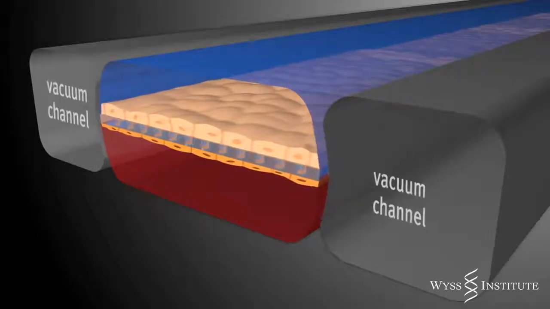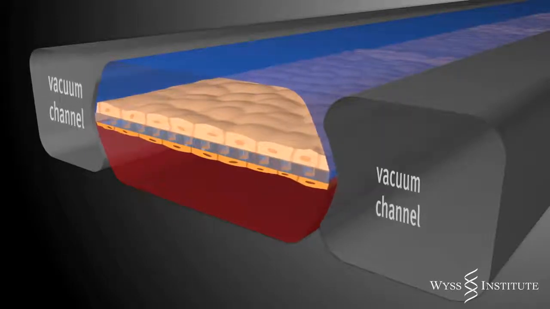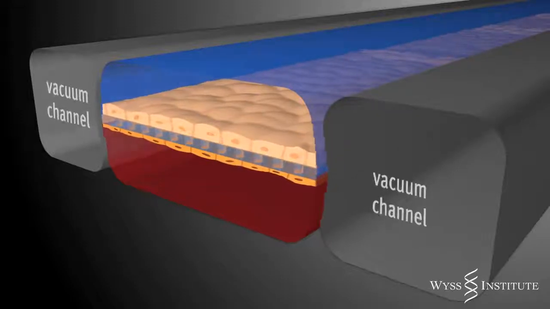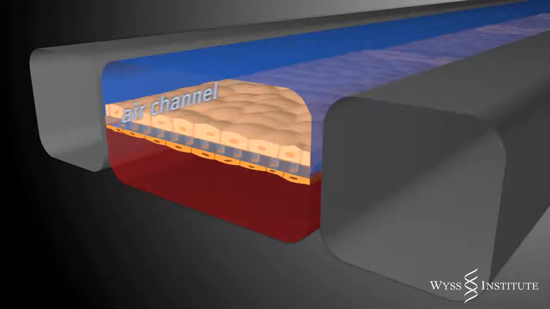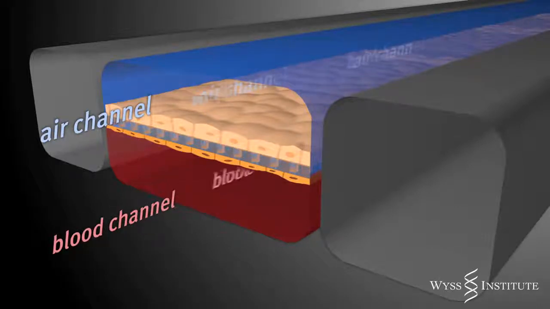Application of cyclic suction in side channels makes the entire flexible sheet and cells stretch and relax rhythmically, just like our lung cells do when we breathe. In the lung on a chip device, air flows over the top of the human lung cells, and a liquid medium containing human white blood cells flows below the capillary cell layer.